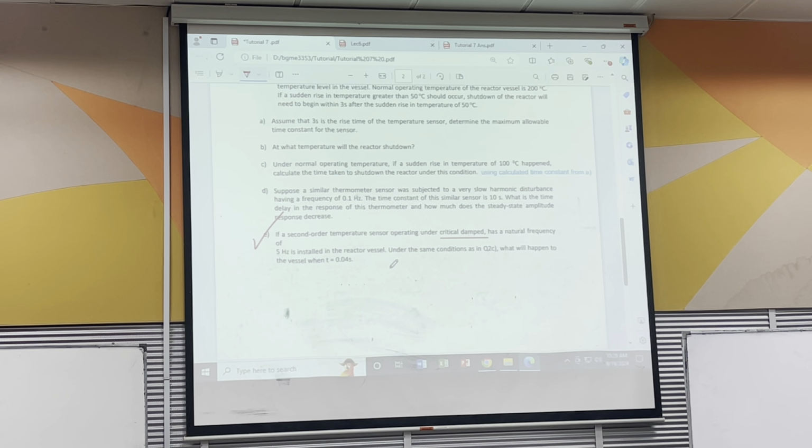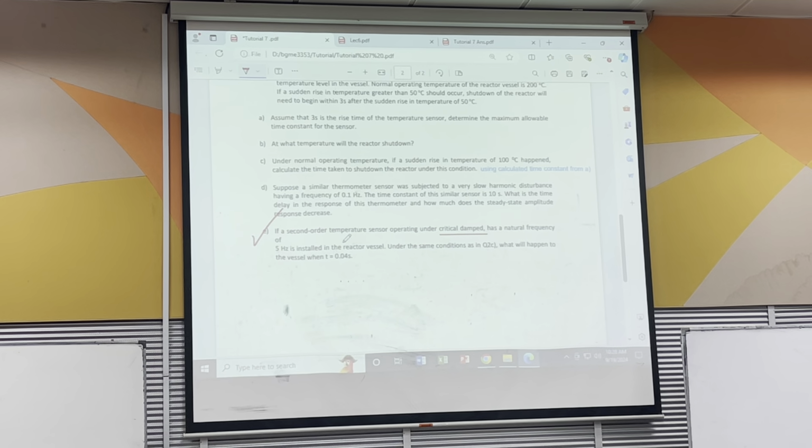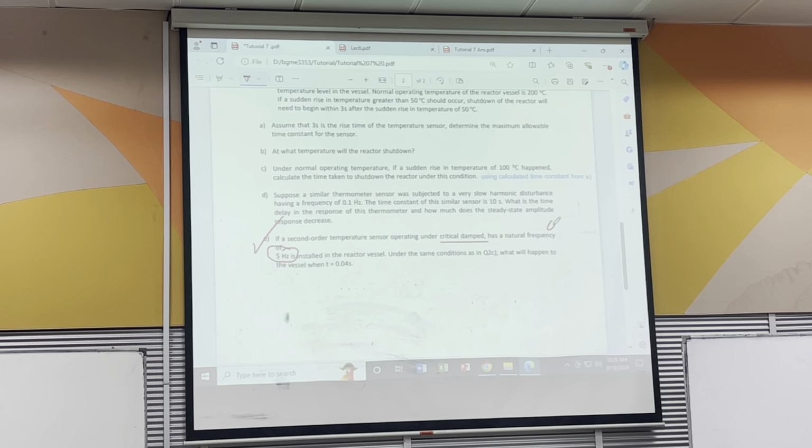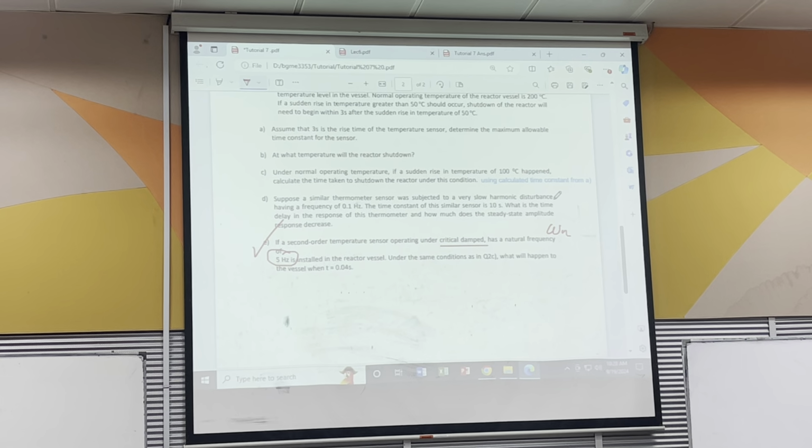So this is second order, and then you have this natural frequency of 5 Hz, right? Omega n equals 5 Hz. So what is the question asking for?